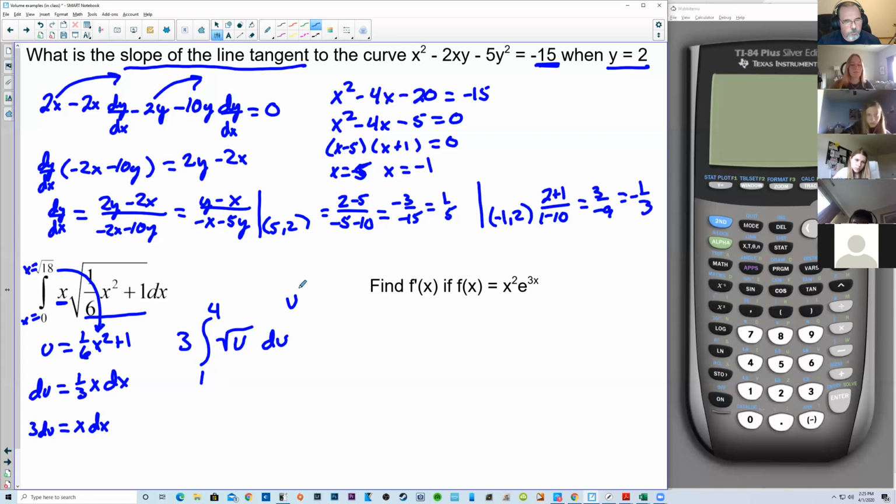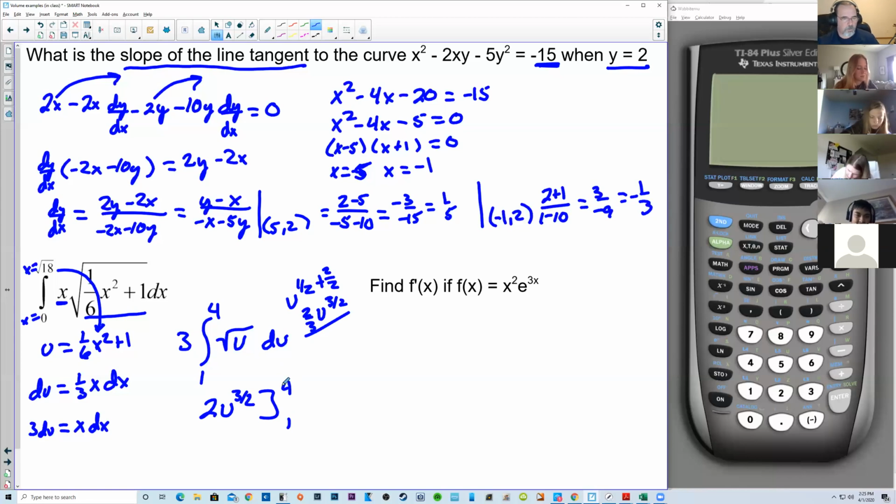Well, square root of u is u to the 1/2. Add 1, that's u to the 3/2, and then times 2/3. So there's the antiderivative, but we're multiplying by 3, so I'll cancel out that 3. So 2 u to the 3/2 from 1 to 4. So the square root of 4 is 2. 2 to the 3rd is 8. So 2 times 8 minus 2 times 1. So 16 minus 2, 14.